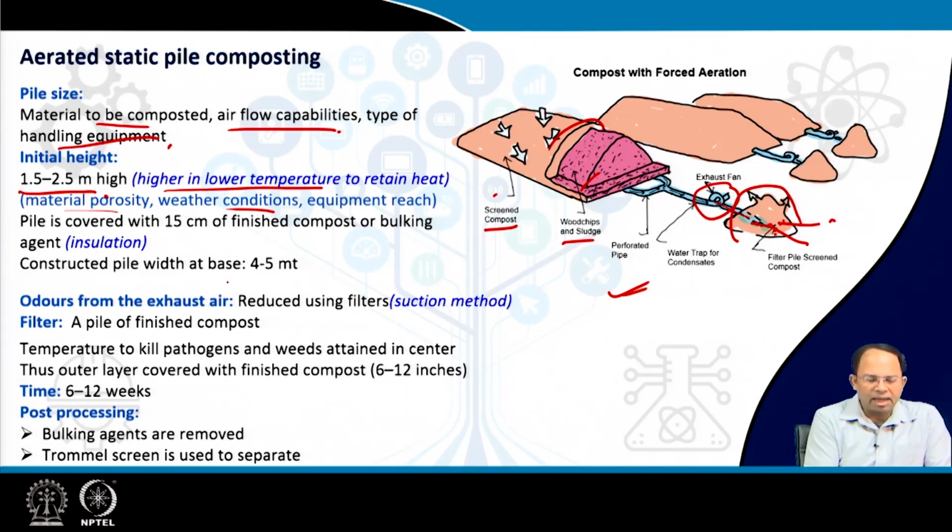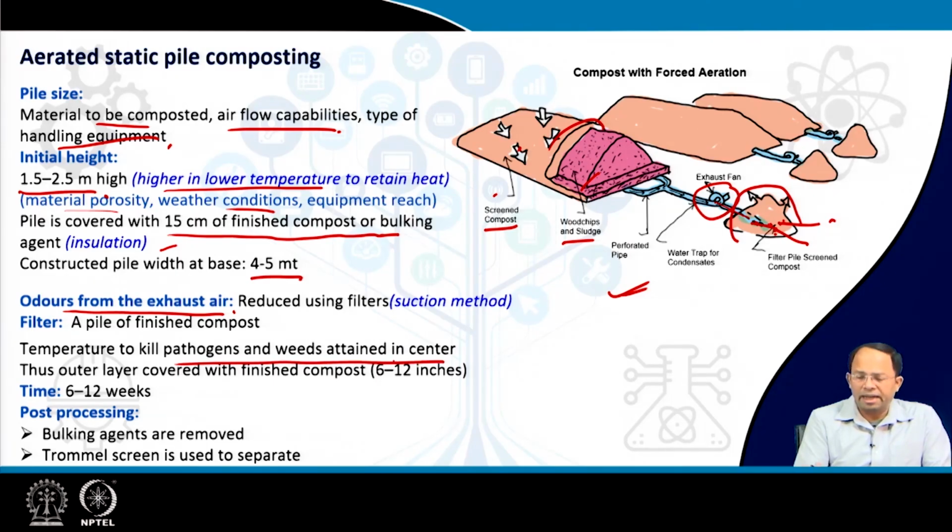The base of the pile is around 4 to 5 meters, and it is covered with a 15 centimeter insulation cover, which is either made of finished compost or bulking agents, and this acts as insulation from the outside atmosphere. So odors from exhaust air would be filtered using compost, and we make sure that the temperature to kill pathogens and weeds is attained.